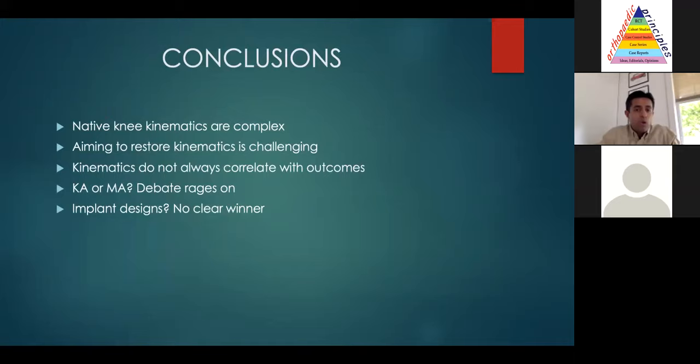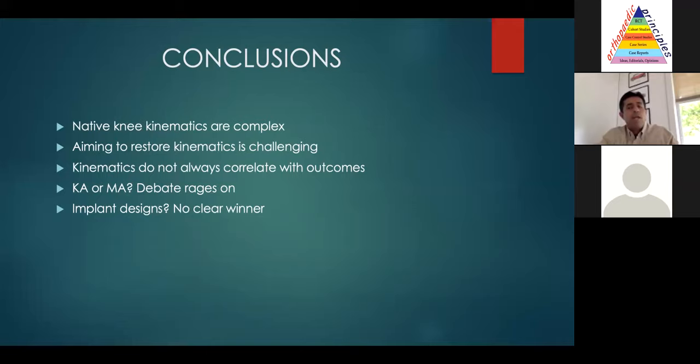So the conclusions from all the data that we've looked at are that native knee kinematics are very, very complex. Aiming to restore kinematics is even more challenging, whether you use kinematic alignment principles, kinematically aligned implants or kinematically designed implants. Restoring kinematics in an arthritic knee does not always correlate with outcomes. So there is still a disconnect between various different alignment types and implant types. We don't have a panacea. There is no single surgeon or single technique in the world. Otherwise, all of us and all patients would migrate to that center to say, we are going to get our knees done by this particular individual or with this particular implant.